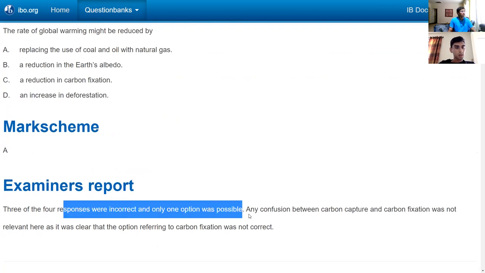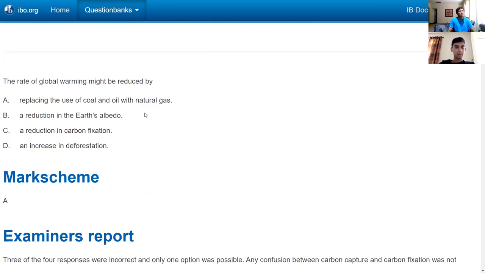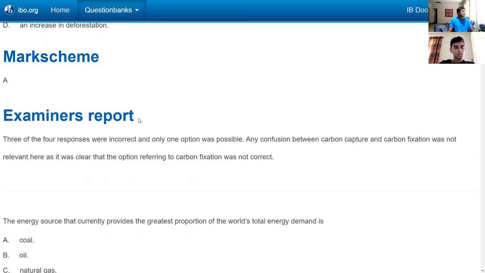Three of the four were incorrect, only one. Carbon capture and carbon fixation were not relevant. Okay, yeah. So I think that is it. The natural gas is a bit cleaner.